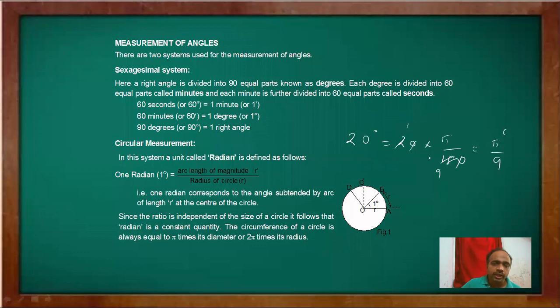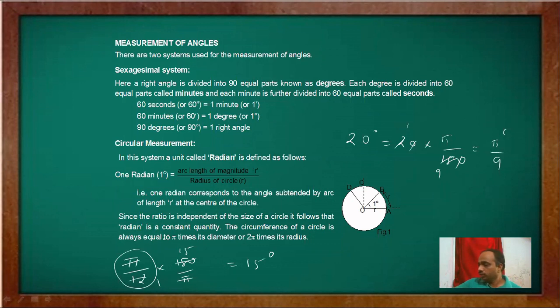And how to convert radians to degrees? Suppose I have pi by 12. Pi by 12 radians I am having. So to convert this to degrees, we have to multiply by 180 by pi. 180 by pi. Pi is cancelled. 12 ones are 12. Then 60 means 12 5s. How much is it? 15 degrees. So 15 degrees means pi by 12 radians. So to convert from radians to degrees, multiply by 180 by pi.